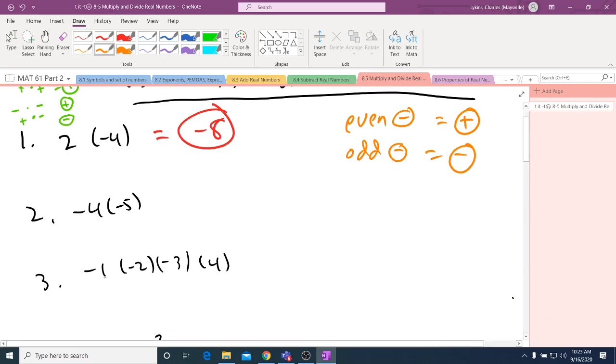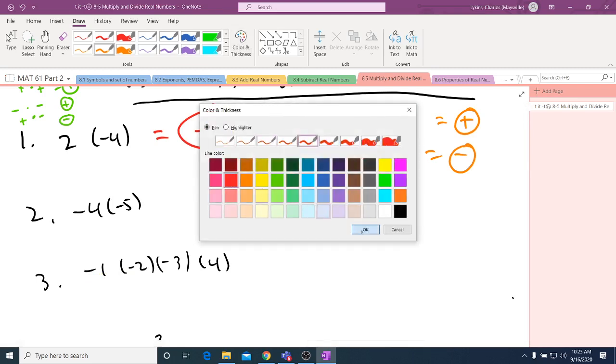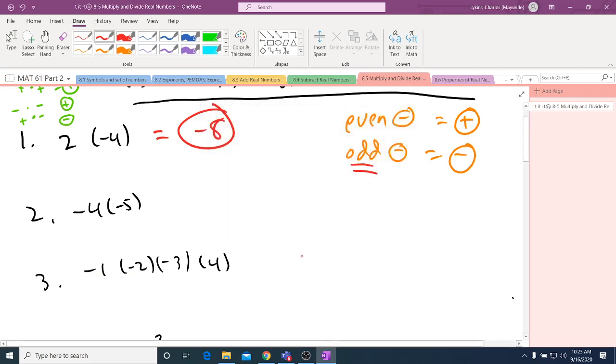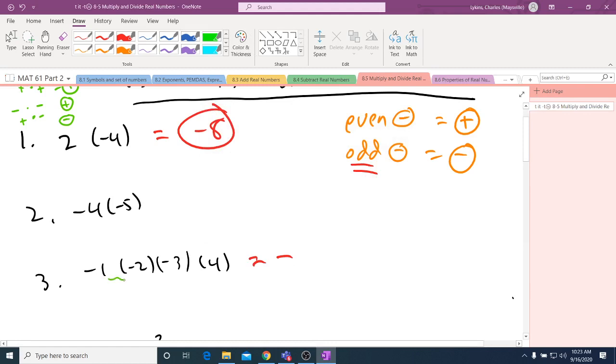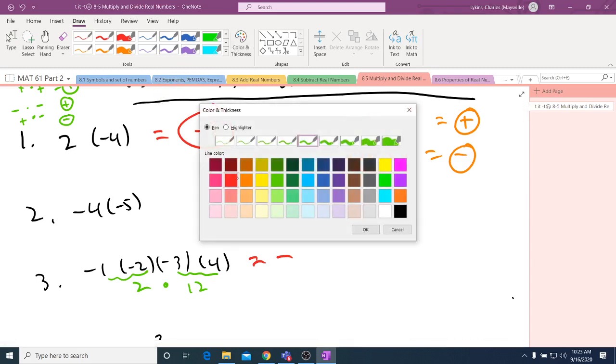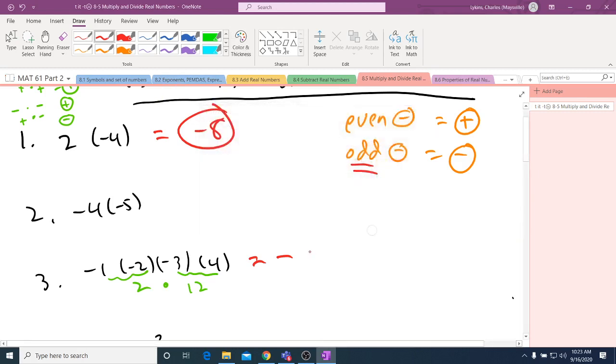Let's look at number 3. I've got 1 negative, 2 negative, and 3 negative. So 3 is my odd number, so I know my answer has to be negative. Now I'm going to just go ahead and multiply the numbers out. Well, 1 times 2 is 2. 3 times 4 is 12. Notice I'm not worried about the negative because I know what the answer is going to be. And then if I multiply 2 times 12, I get a negative 24.